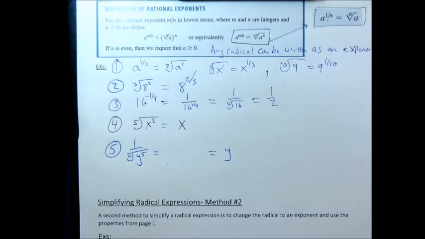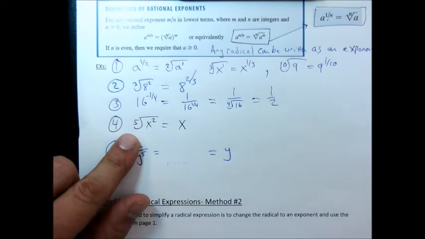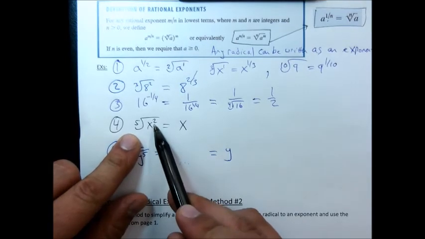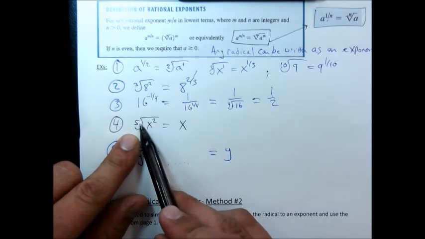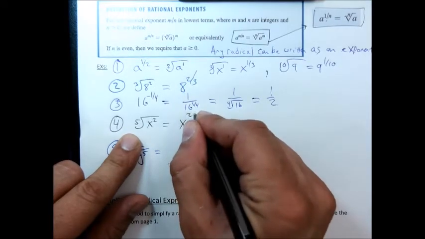Anyway, let's get back to this. So this first one, the square on the inside becomes the numerator, and the 5 becomes the denominator of the fraction, right? So we get x to the 2/5.